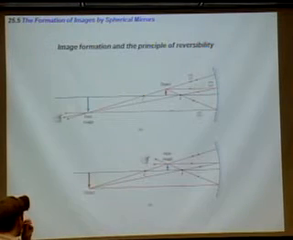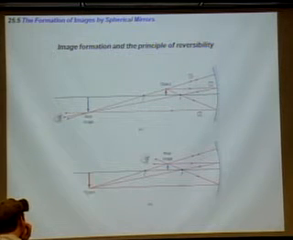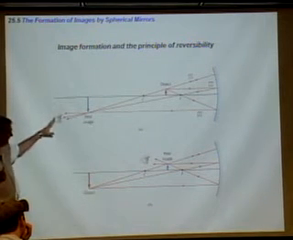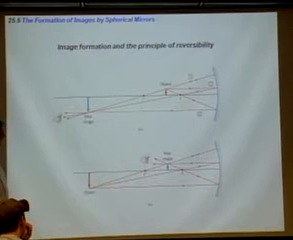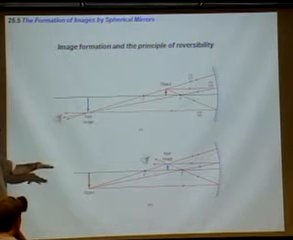I wind up with an image that is real because it's in my real world. It's on this side of the mirror, okay? And it's upside down. So if I'm looking at this thing here, I've got a real image that's upside down from the regular object. And it's like right in front of me. It's kind of strange.